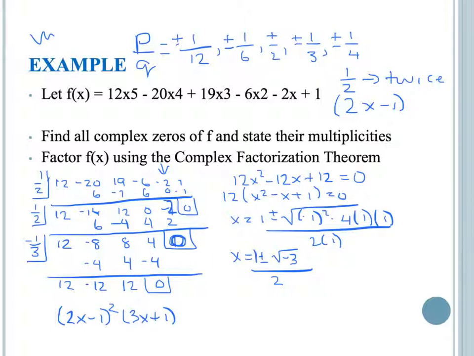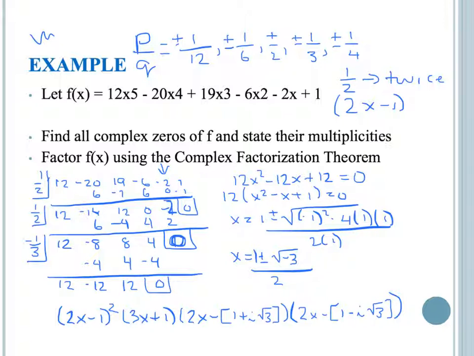And then with my complex ones, it's divided by 2, so that would give me a 2x, and then I'm going to have minus all the stuff in the numerator, 1 plus i square root of 3, and 2x minus 1 minus i square root of 3. So that is factoring the original polynomial.